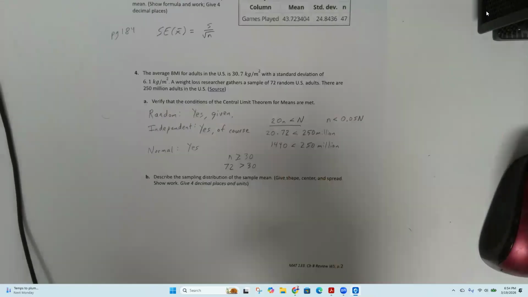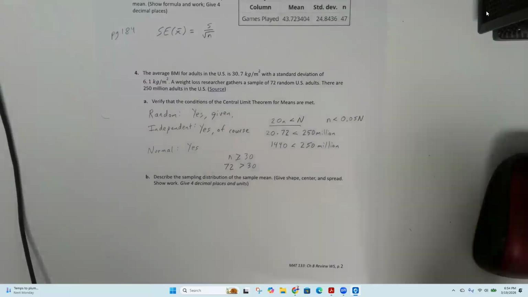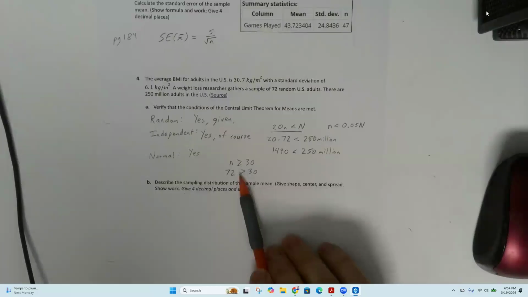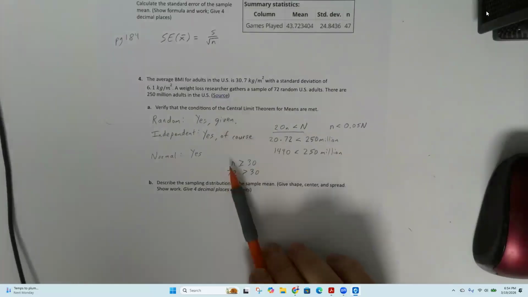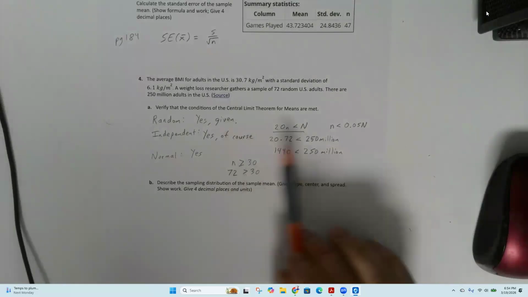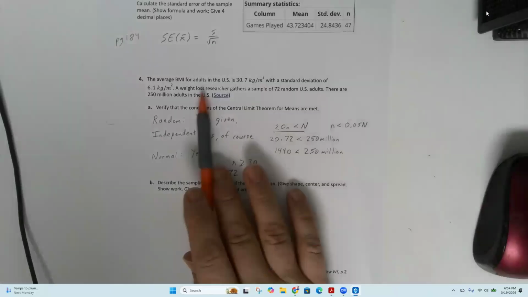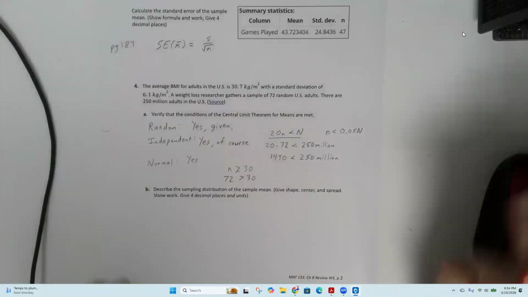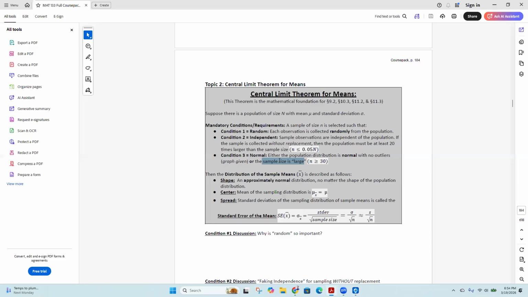So anyway, that is for means. We'll be talking about proportions in a little bit. Proportions is going to be very similar, but not exactly the same. Here we are talking about averages or means. So we are using page 184 for that.